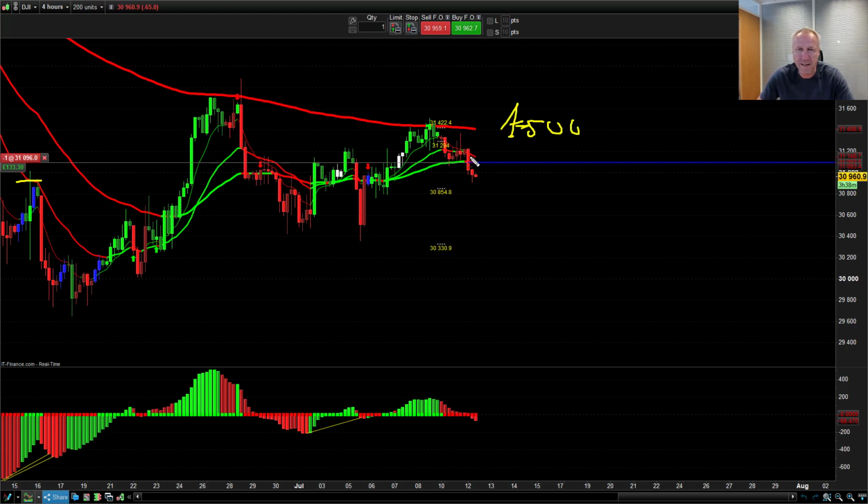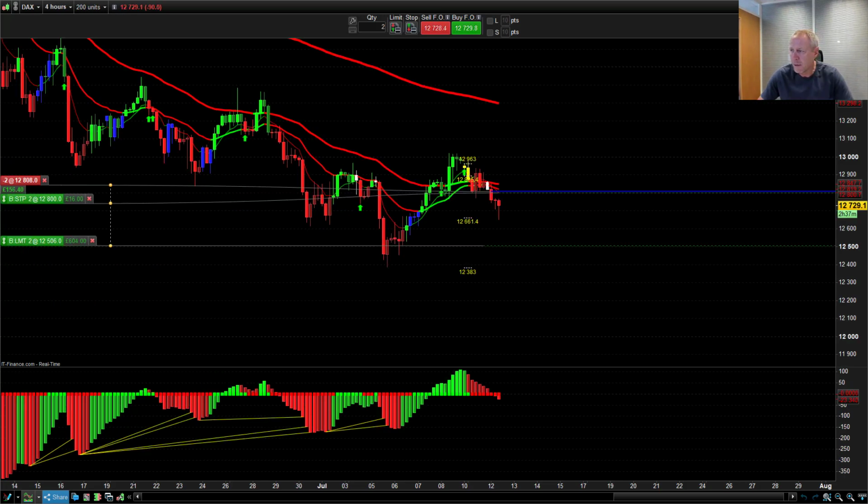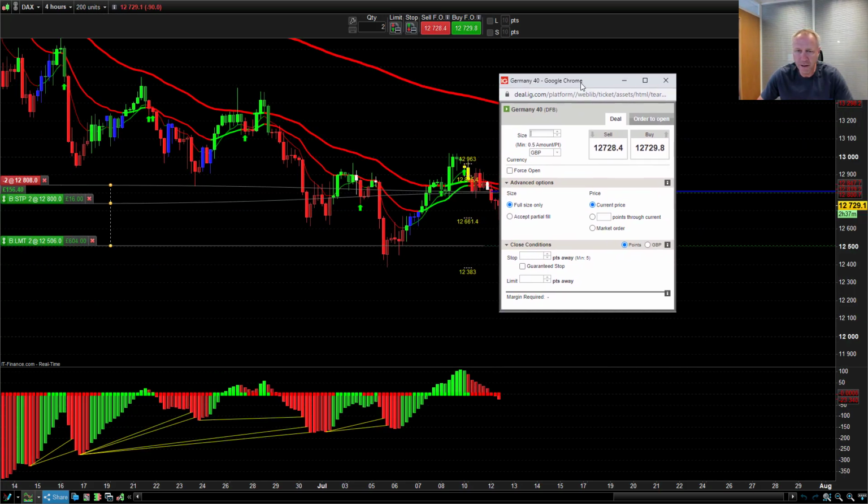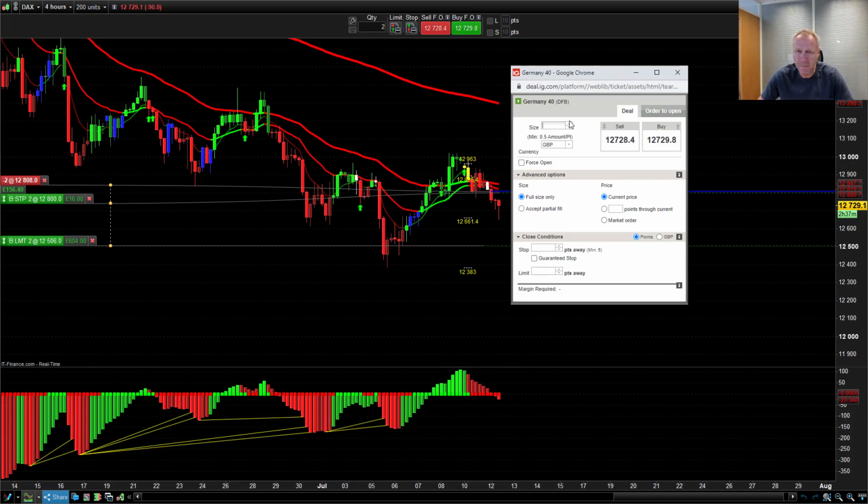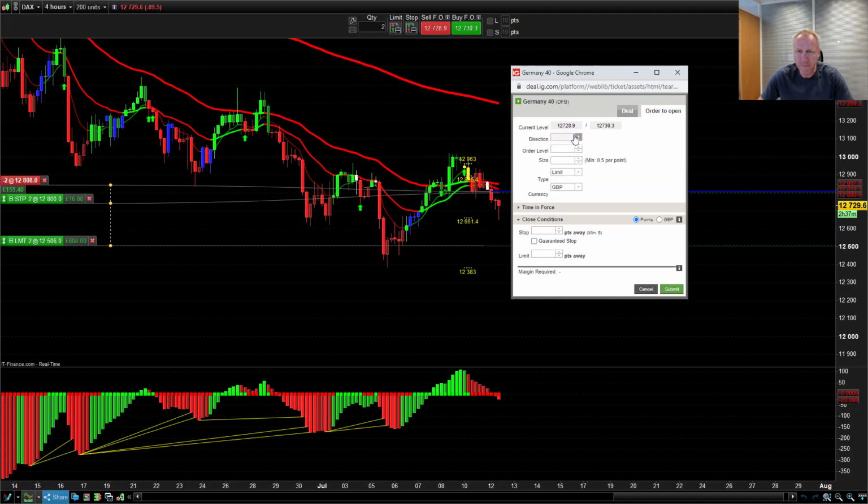A majority of that trading has been done with limit orders, and I've not been at my screens. I've placed orders to get in and out and profit targets. Let's show you now how to actually place an order if you're new to trading. Let's bring the ticket over here. If I was doing a buy order, I put my position size in here and go to order to open. A buy to go long, and of course a sell to open a new short trade.